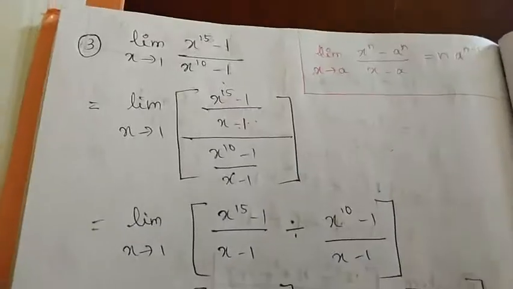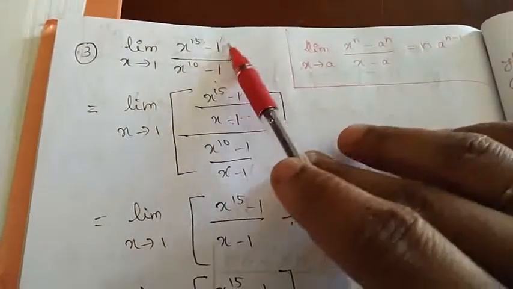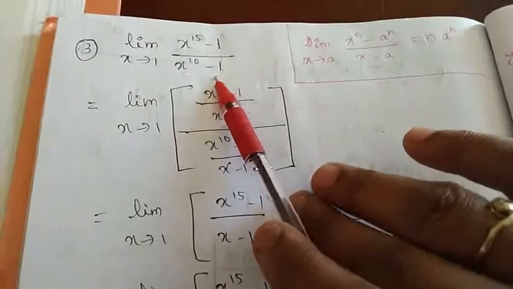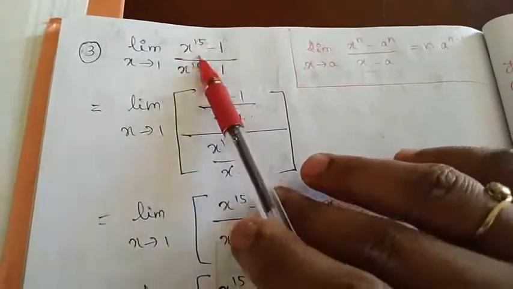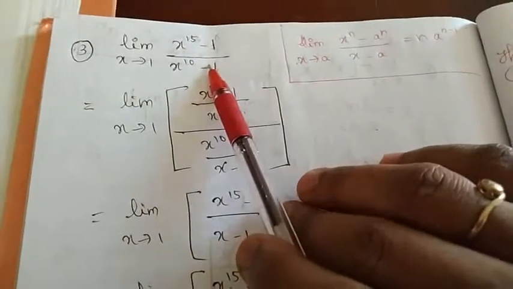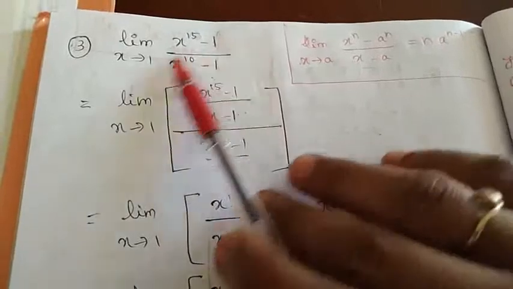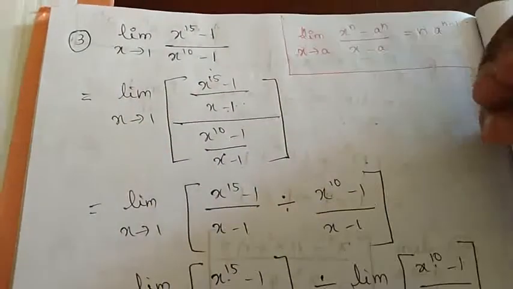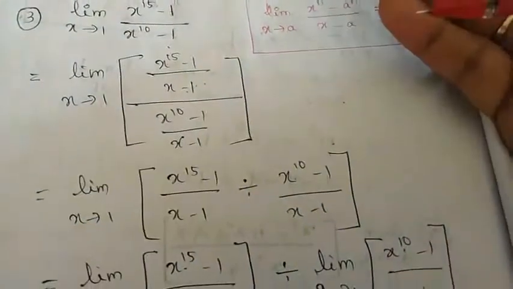Okay. This is another method of problem. Limit x tends to 1, x power 15 minus 1 divided by x power 10 minus 1. Directly if we apply the limit, we will get 1 minus 1 divided by 1 minus 1. So 0 by 0 form. So as I told you, we have to reduce the question either by factorizing it or using any of the results or using substitution method.